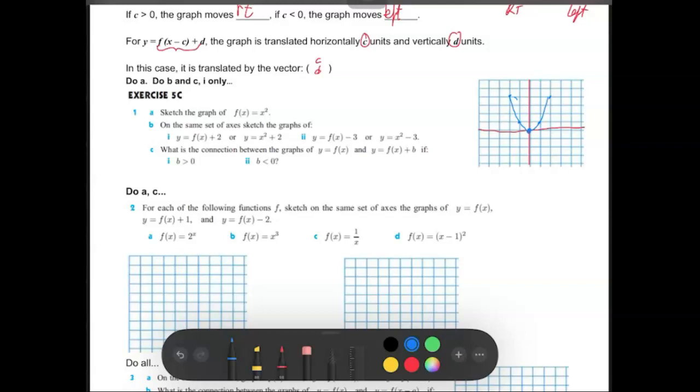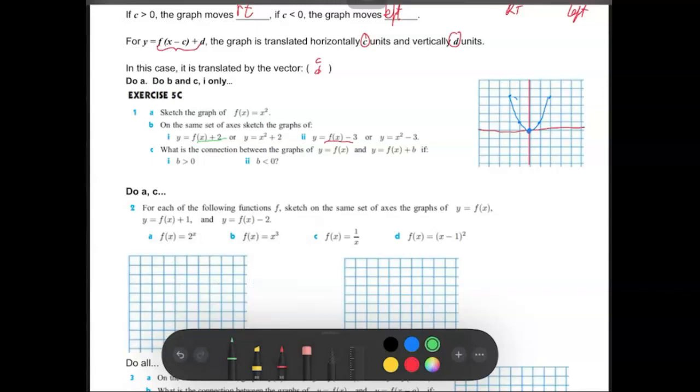On the same set of axes, draw the graphs of f of x plus 2, which is a vertical translation up of the blue function, and f of x minus 3, which is a vertical translation down. You know what I'm going to do? I'm going to code these with different colors. So for up, I'm going to code it as green. And then for down, I'm going to code it as red.